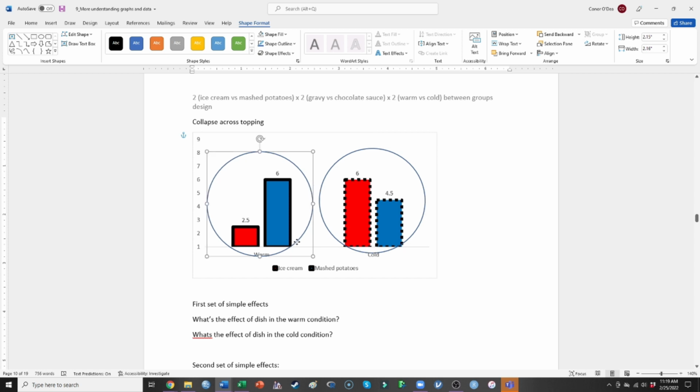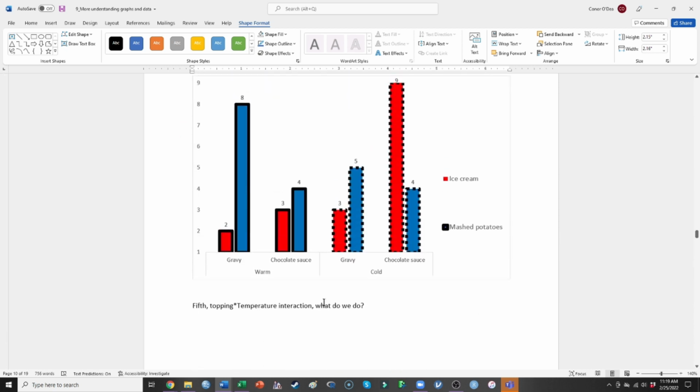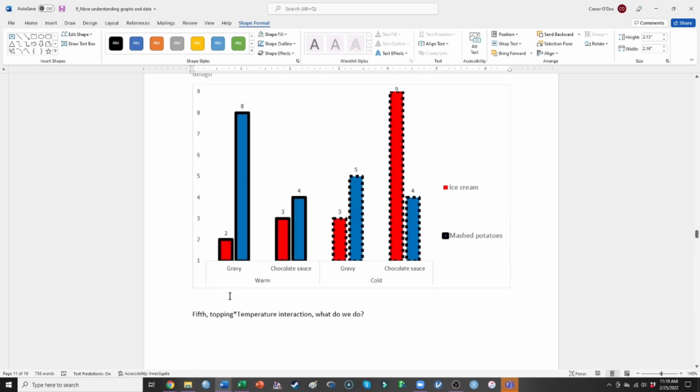We are seeing a significant disordinal interaction once again, such that when participants were given a warm dish, they much preferred mashed potatoes to ice cream, which makes absolute sense. And when they're given a cold dish, they much prefer ice cream to mashed potatoes. And that's what we would call an interaction, because the effect of dish does significantly depend on the temperature of that dish.